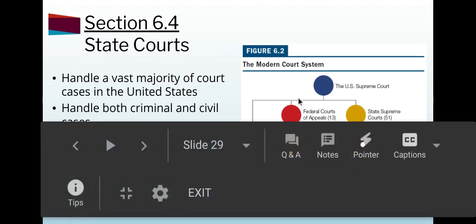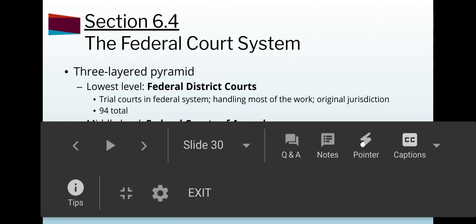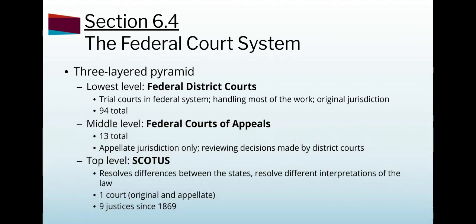You have federal courts, district courts, you've got the federal courts of appeal, and then the Supreme Court. And the Supreme Court can take any type of case. We actually have what's known as a 3-layered pyramid of cases at the federal level. The lowest level, the one that takes the most cases, is the district courts. There's 94 of them. They have original jurisdiction, meaning they always hear cases for the very first time.